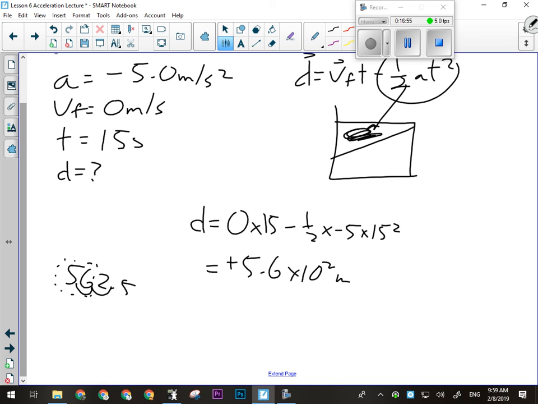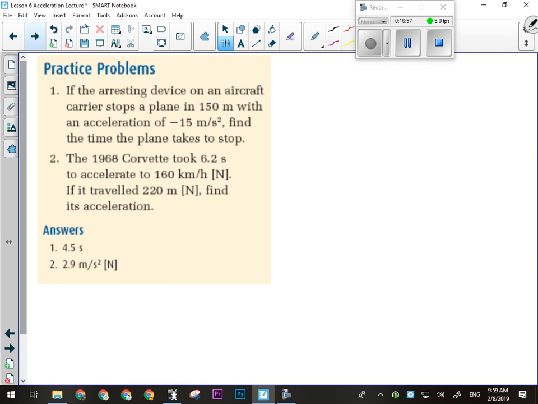All right. You guys try those 2. Same formula, and you can do both of those. This one does ask you to solve for time, but VF is 0 in it, so you guys can do that one.